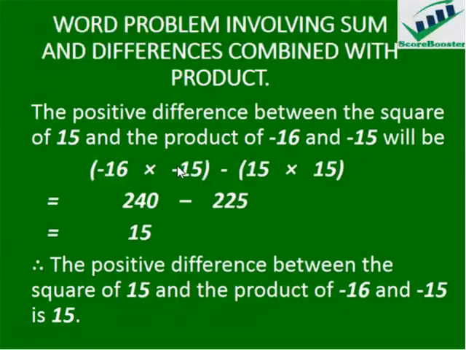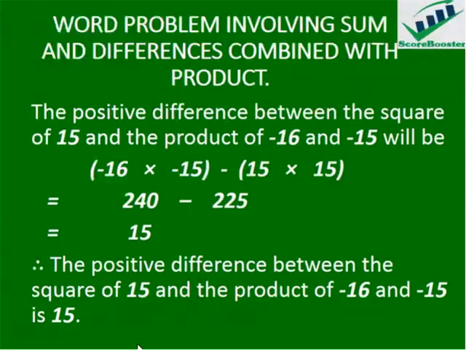So we already know the value for this, 240 minus 225, and when you subtract one from the other, you have 15, and that is your final answer. So the positive difference between the square of 15 and the product of minus 16 and minus 15 is what? 15. That is just the answer. So now you move to the next question.